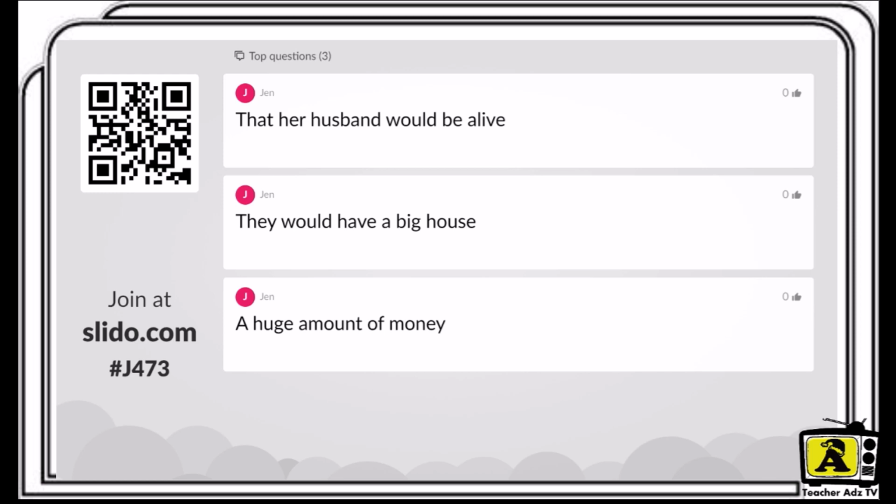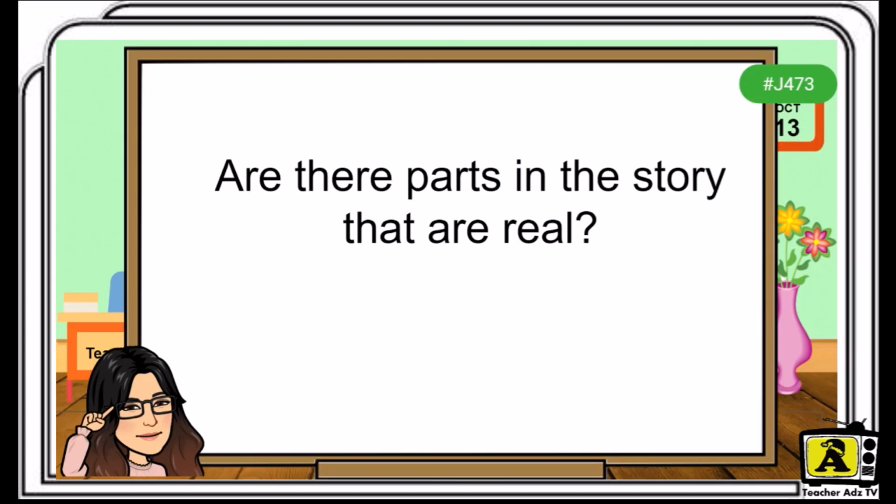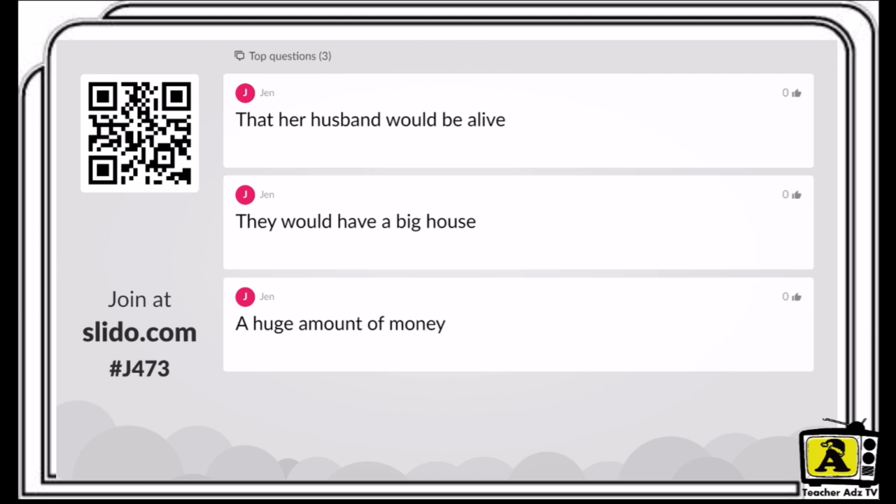Did she tell anyone about it? No, she did not tell anyone about it, even her children. But she prayed hard that it would happen. Are there parts in the story that are real? Okay, so the part where it was said that they live poorly, it is a reality, because if you are a laundry woman, then definitely you will not have enough money for your children. So that is a reality.